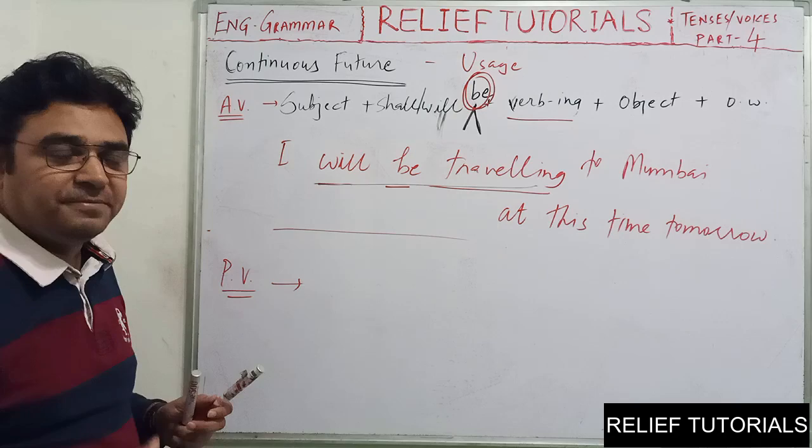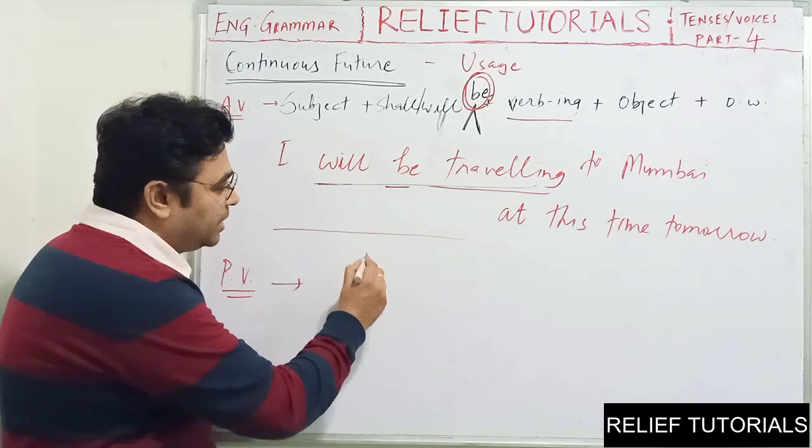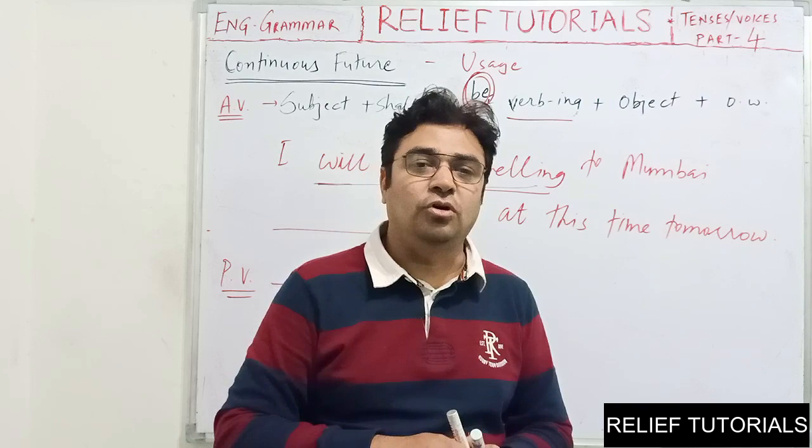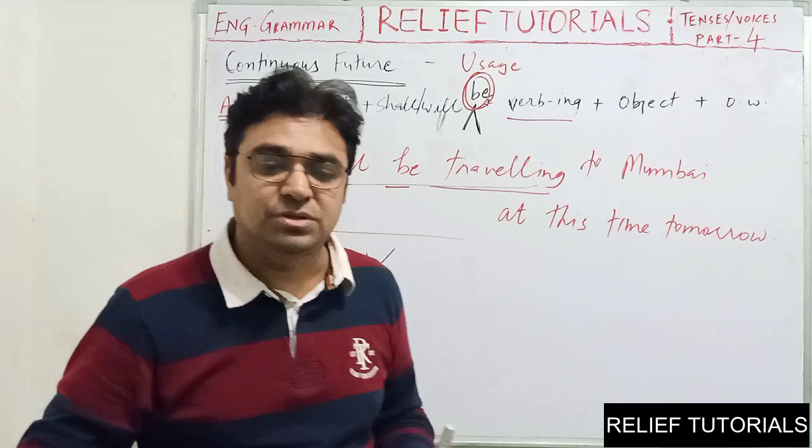Friend, this tense does not have any passive voice, so its passive cannot be made. There is no passive voice for continuous future tense. So this is all continuous tenses in the active voice as well as passive voice.